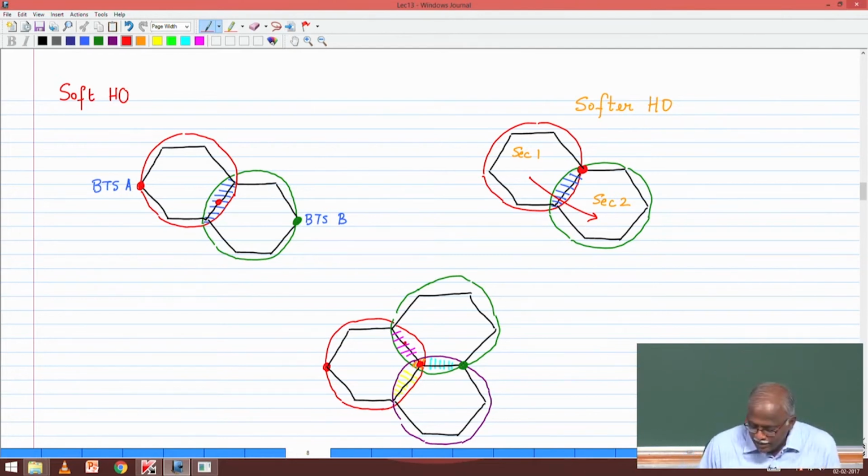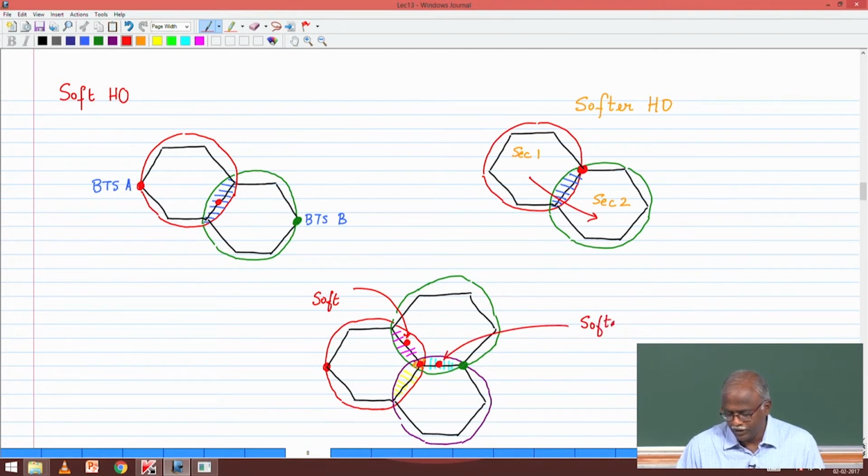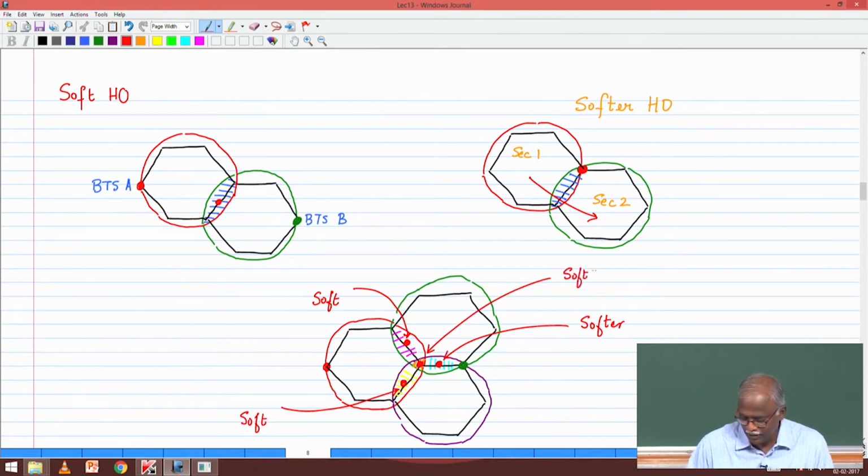So if your mobile was at this point, it would be a soft handoff, because that is between 2 sectors of 2 different base stations. Now if your mobile was in this region, that would be a softer handoff, because those are 2 sectors of the same base station. Now mobile at this point is soft or softer? Soft again. And the mobile in the middle is a combination of soft and softer.